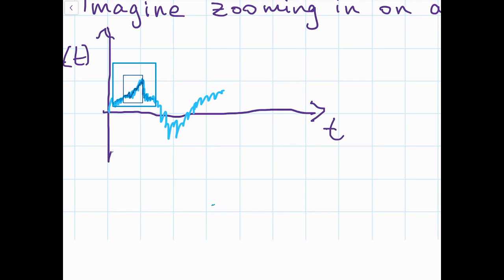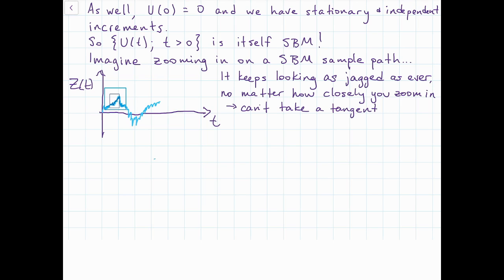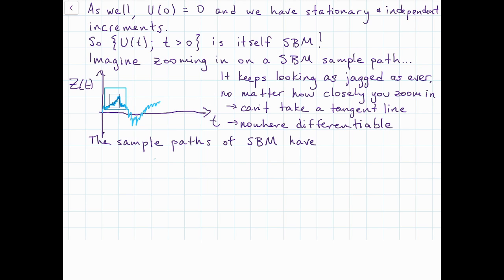So if we zoom in as close as we can, this is as close as my program can get, it doesn't look like a smooth curve. If we zoom in closer and closer and closer, it's still going to be that super jaggedy line. So let's go back to a normal size view here. No matter what, it keeps looking as jagged as ever, no matter how closely we look at it. You can zoom in infinitely far and it will still look the same, which means if we tried to, we could never take a tangent line of this process, which leads to it being nowhere differentiable. Isn't that neat? So cool. So essentially the sample paths of this standard Brownian motion process, and by extension the other types of Brownian motion, have the properties of fractals.